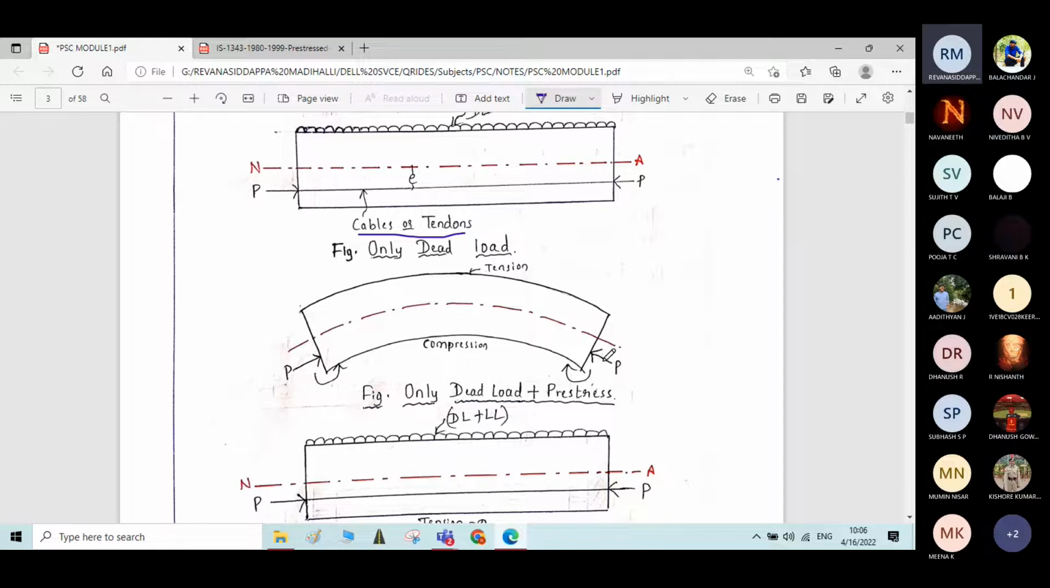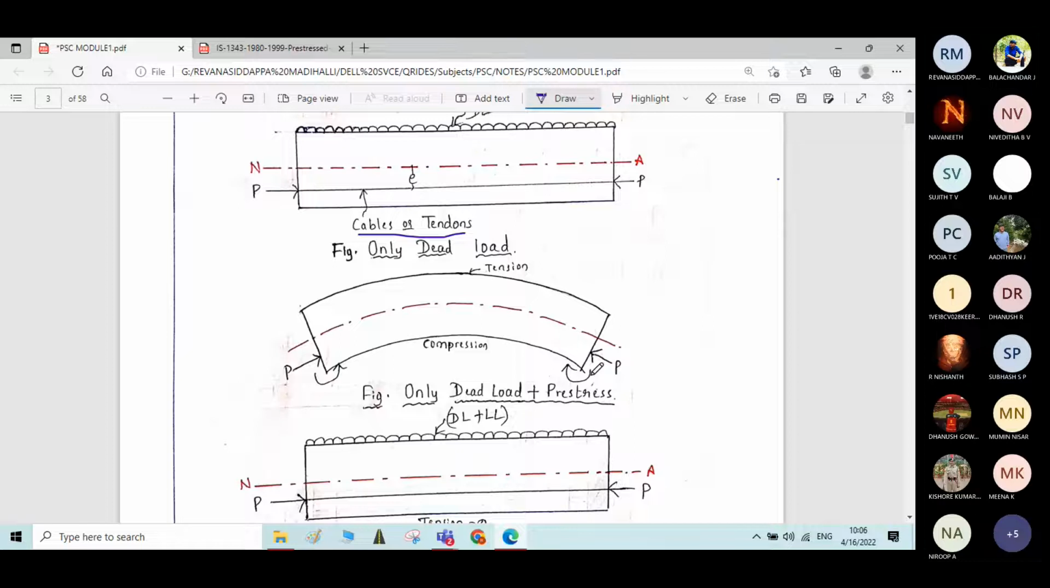Because of compressive stresses, and these compressive stresses are induced eccentrically, they are not acting through the centroidal axis of the member. They are not acting through the neutral axis. They are acting at an eccentricity e from the neutral axis. Because of that, what will be the effect of these prestresses? It will cause a hogging bending moment to the beam. Whatever the stresses induced through the cable, they will cause hogging bending moment to the beam.